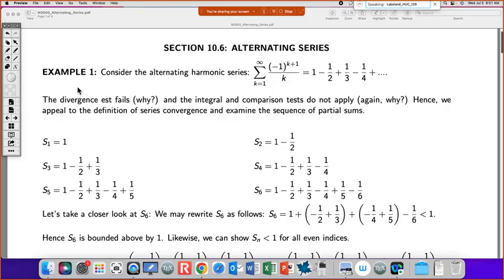Okay? And so the poster child here for the alternating series is the alternating harmonic series. Now we know the harmonic series on its own blows up. Right? It's a p-series. In fact, we proved the harmonic series blew up using integrals, which led us to the integral test. But here's the alternating harmonic series.